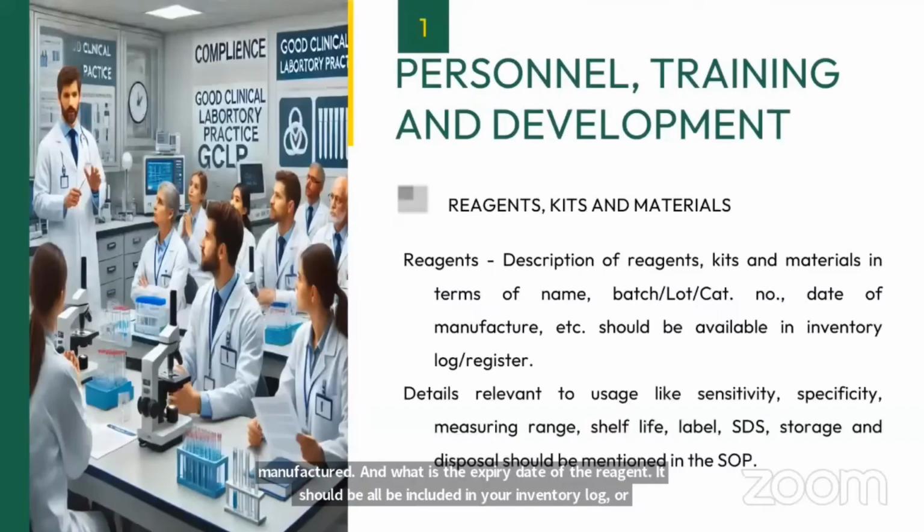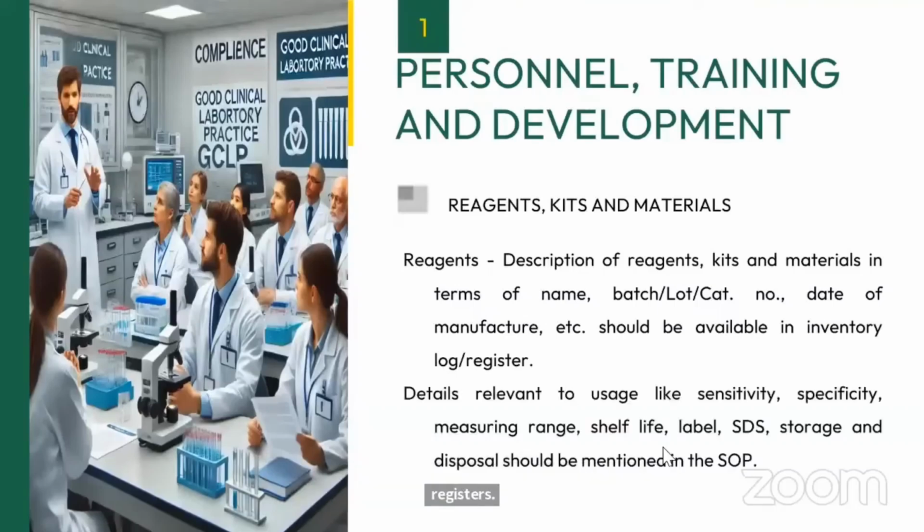Details relevant to the usage, like sensitivity, specificity, measuring range, shelf life, labels, safety data sheets, storage and disposal, should be mentioned in the SOP. Apart from that, you should have an SOP where you mention all the performance characteristics, which include sensitivity, specificity, measuring range, shelf life of the reagents and chemicals, what their labels are, what is meant by labels, we have seen in the definition, the safety data sheet, how to handle the reagent, how to store them, and how to dispose of them. All this information should be available in a standard operating procedure.